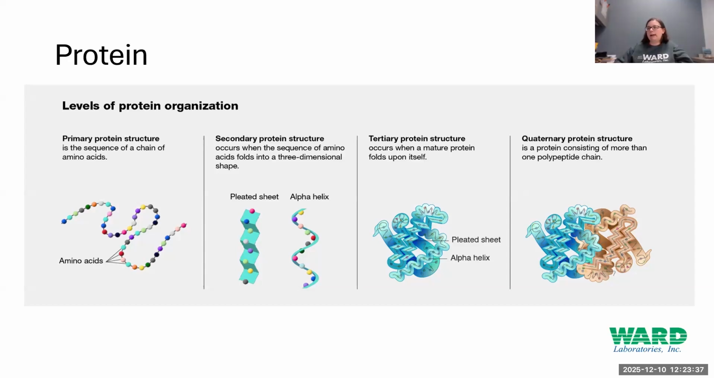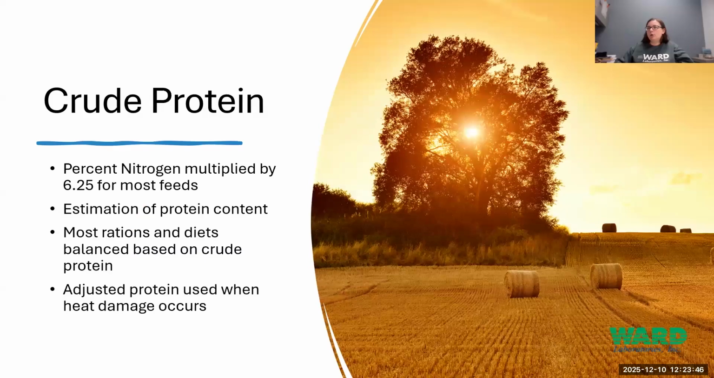So again, those amino acids link together. They form this big folded structure, and then that is what makes up crude protein. Well, what we're actually measuring on that crude protein is the nitrogen group on those amino acids, and then we multiply by 6.25, and that's our estimate for crude protein, and that's the best that we have right now for understanding that animal's protein needs.